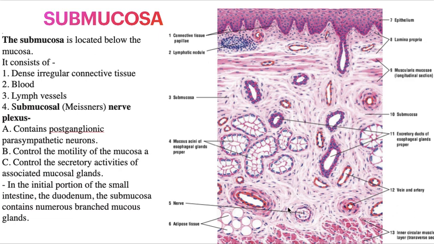Very, very important. It basically contains the postganglionic parasympathetic neurons, which control the motility of the mucosa and control the secretory activities of the associated mucosal glands. In the initial portion of the small intestine, the duodenum, the submucosa contains numerous branched glands, and what exactly they are called, we'll discuss further on.